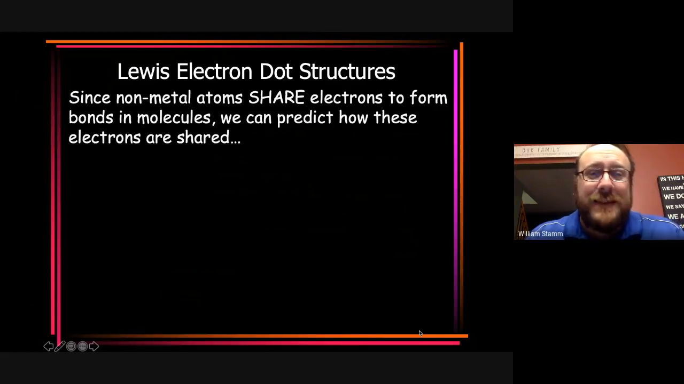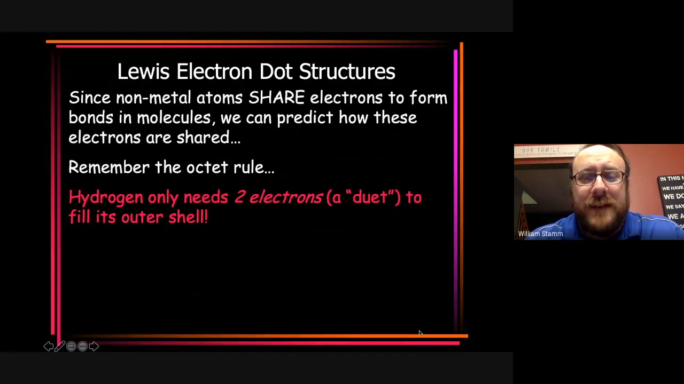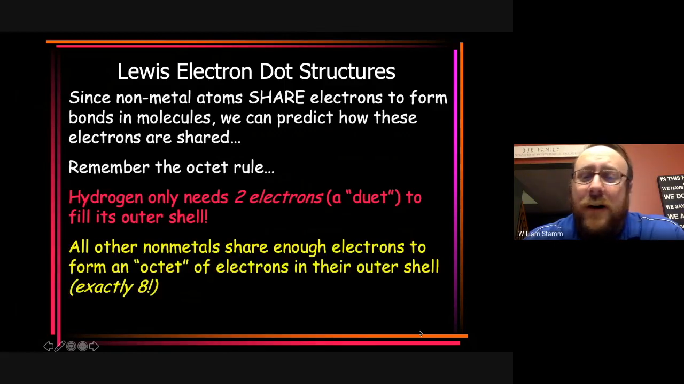We call them molecules, and we can predict how these electrons are going to be shared based on certain characteristics. So remember the octet rule: you have to have 8 valence electrons to be stable. But remember, hydrogen only needs 2. We call that a duet. Hydrogen is the exception to this rule. It only needs 2 valence electrons to be full, so that fills its outer shell. Remember the s sublevel. All other nonmetals, everything but hydrogen, need enough electrons to form an octet, exactly 8 valence electrons in their outer shell. That's our goal. If it's hydrogen, 2 valence electrons. If it's anything else that's a nonmetal, and that's all we're dealing with, it has to have 8.